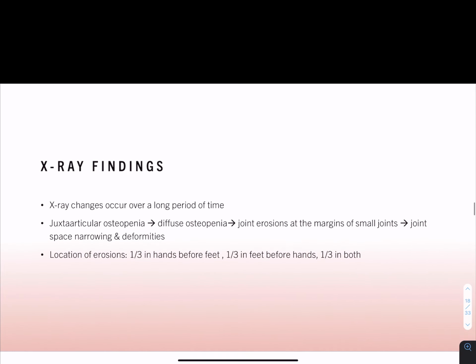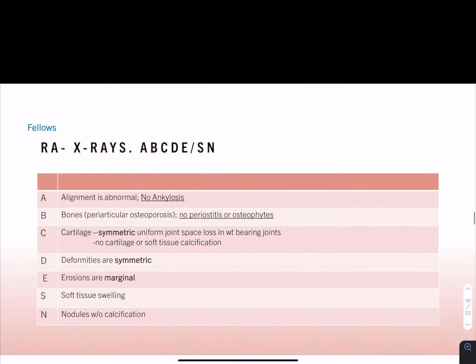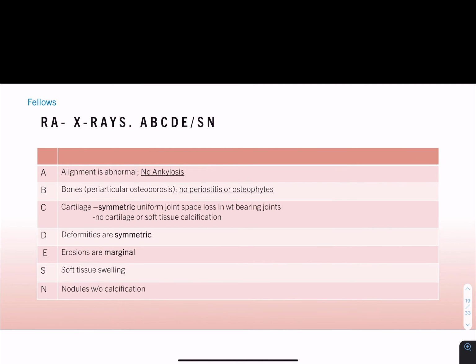X-ray changes in rheumatoid arthritis will occur over several months. Early in the disease, you may just be able to see juxta-articular osteopenia, later followed by more diffuse osteopenia, and joint erosions typically occur at the margins of the smaller joints, then joint space narrowing will occur, then deformities. Speaking of erosive changes in hands and feet, in 1/3 of patients, you can observe hand X-ray changes first. Another 1/3 of patients, feet X-ray changes first, while in the last 1/3 of patients, changes occur in both the hands and the feet.